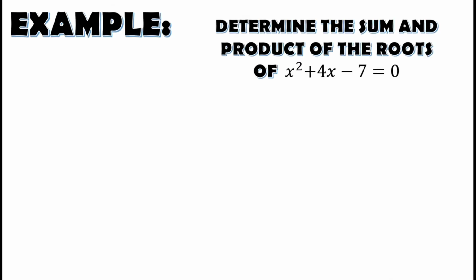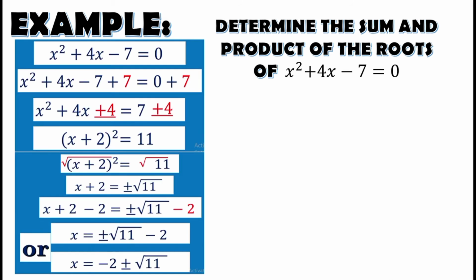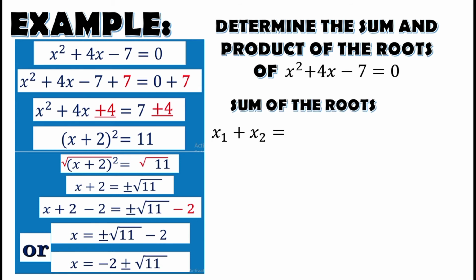Let's have the third one. Determine the sum and product of the roots of x squared plus 4x minus 7 equals 0. In this case, we solve the roots using completing the square. So the sum of the roots would be negative 2 plus square root of 11 plus negative 2 minus square root of 11. To simplify our expression, that is the same as negative 2 plus square root of 11 minus 2 minus square root of 11. Here, our radical square root of 11 and negative square root of 11 can be cancelled out, for the reason that if we combine them, the result will be 0. So negative 2 plus negative 2, the result is negative 4. So the sum is negative 4.